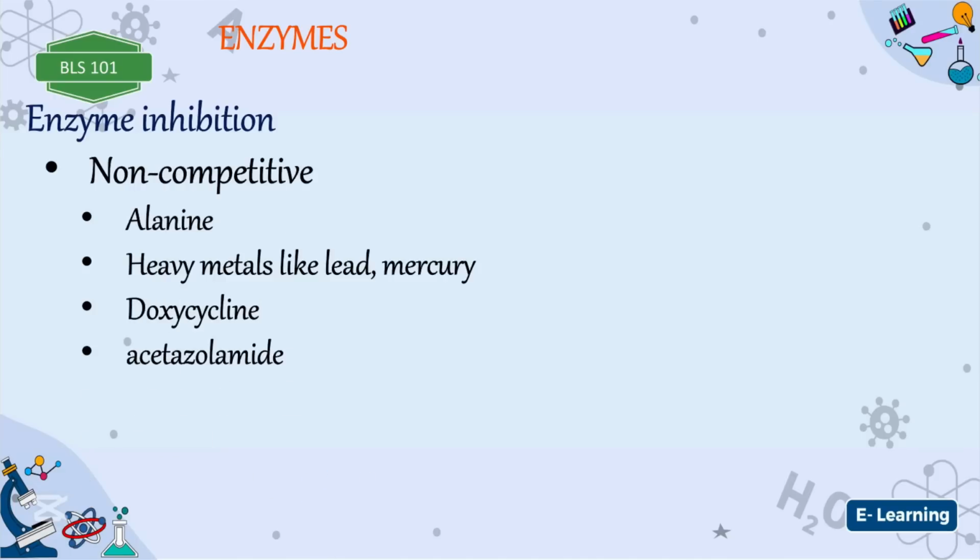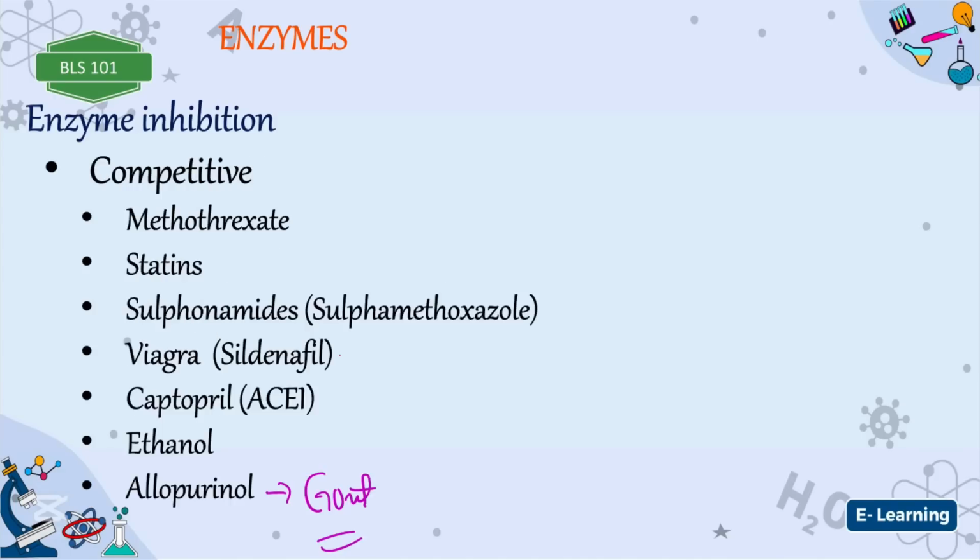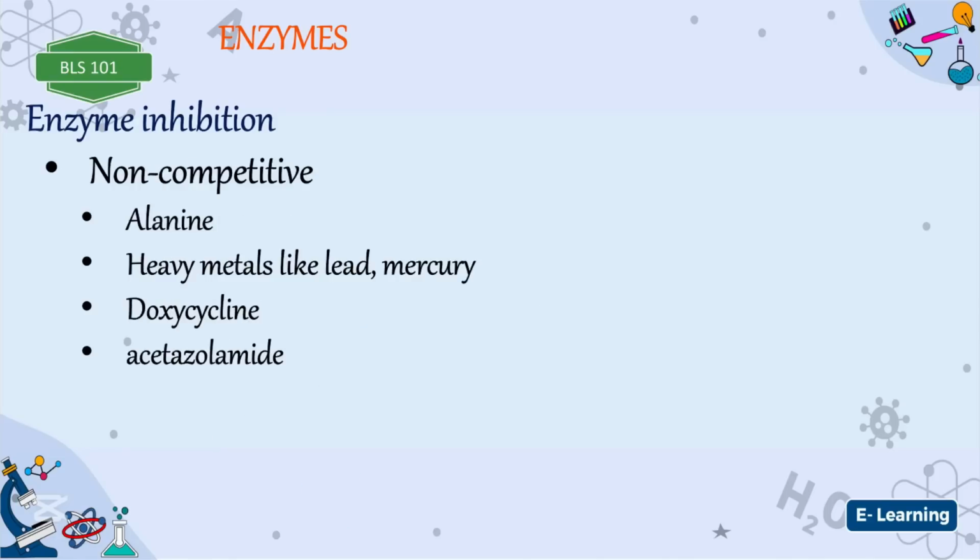Then we have this one, they are what? Competitive. That means they bind to the active site of the enzyme. Then we have non-competitive inhibitors. This one doesn't bind to the active site, but they bind to the, what is it called? They bind to the allosteric site or any other site apart from the active site, and thereby change the shape of the enzyme. Example is alanine.